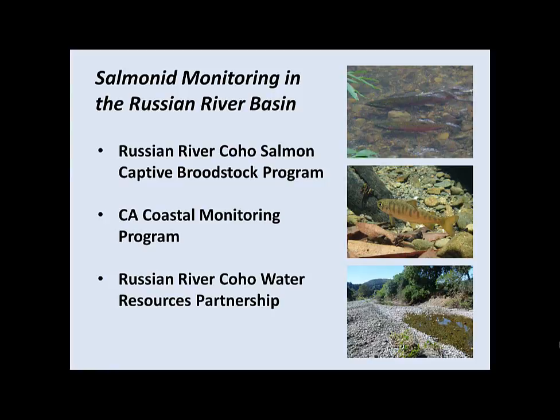More recently, we've been partnering with the Sonoma County Water Agency and Department of Fish and Wildlife on implementing the California Coastal Salmonid Monitoring Program in the Russian River. And we've also been involved with the Russian River Coho Water Resources Partnership, which is a group of nonprofits and resource conservation districts and different agencies to work specifically on this issue of flow and the impacts of low flow on endangered coho populations. And that program is funded by National Fish and Wildlife Foundation.